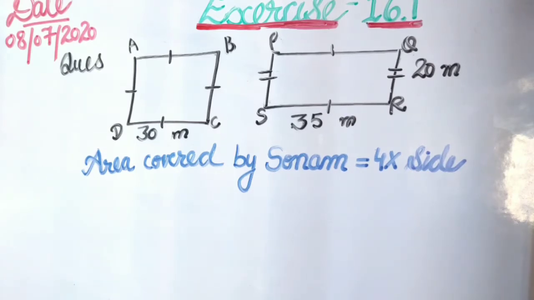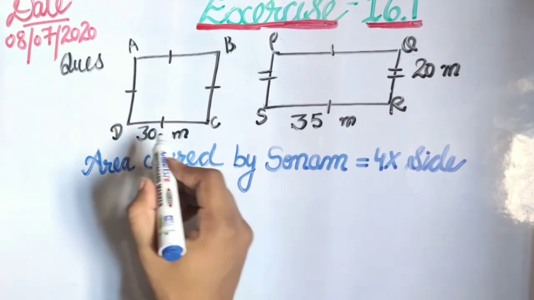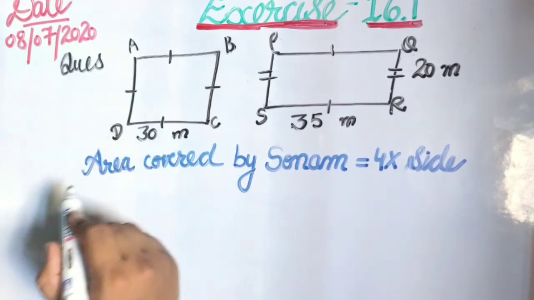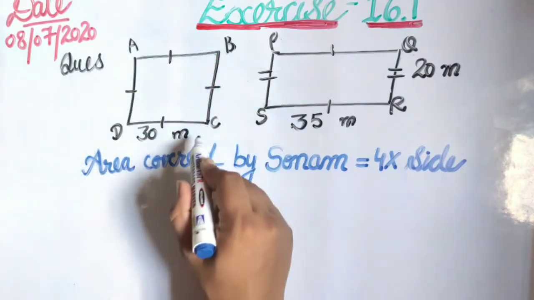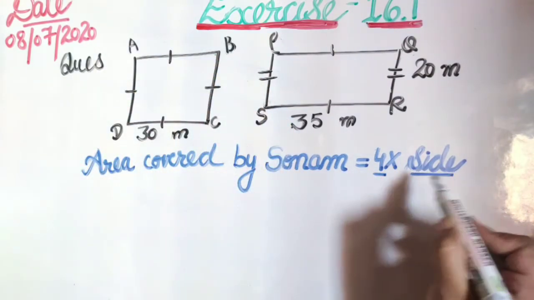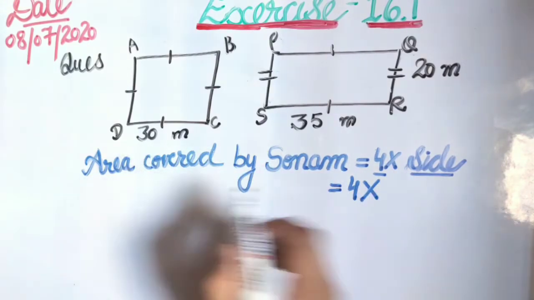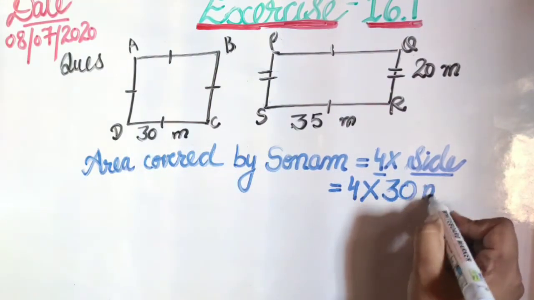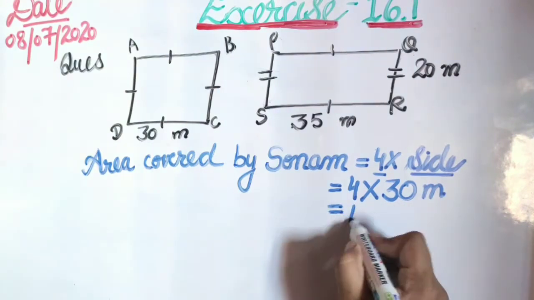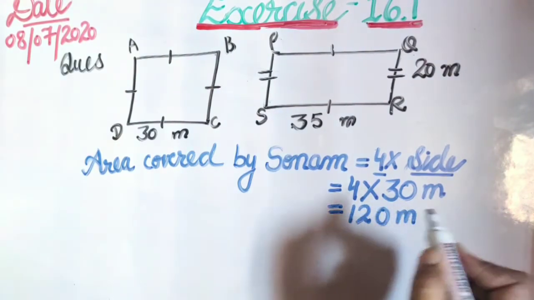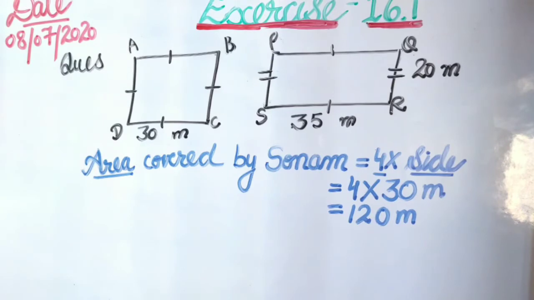So first of all, we will calculate the distance covered by Sonam. And so we can say that the perimeter of the square is 4 multiply side. Now we will put the value. Side value is 30 meter. Answer will be 120 meter. It means distance covered by Sonam is 120 meter.